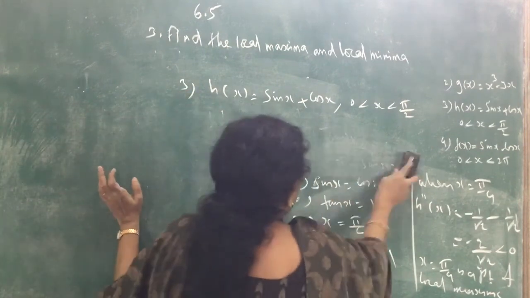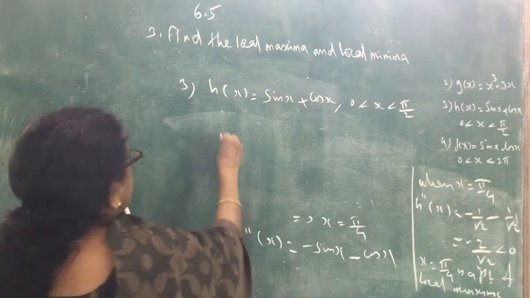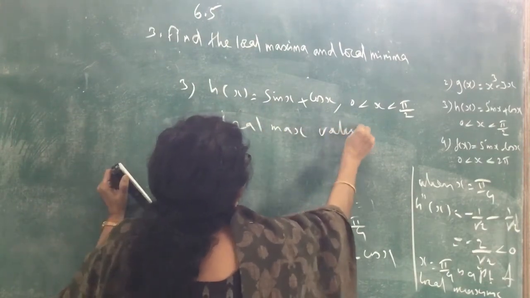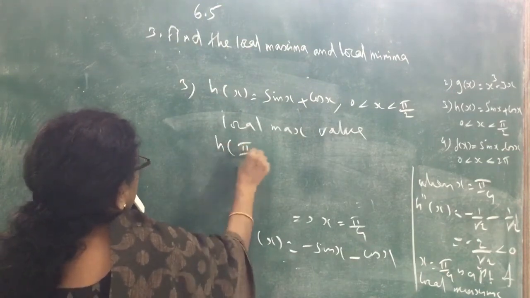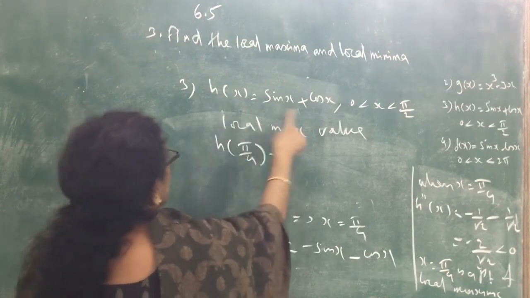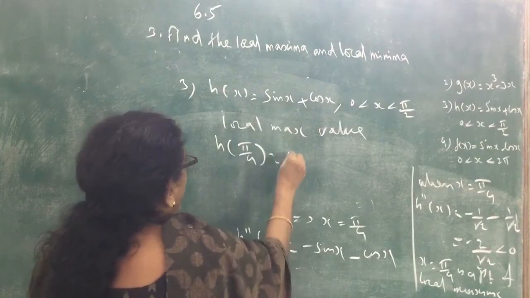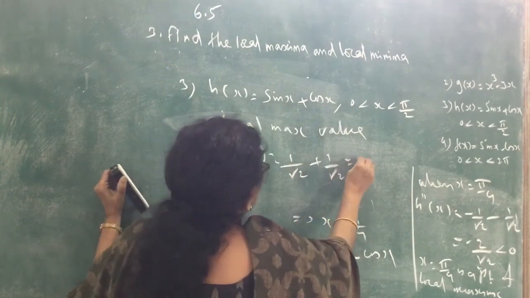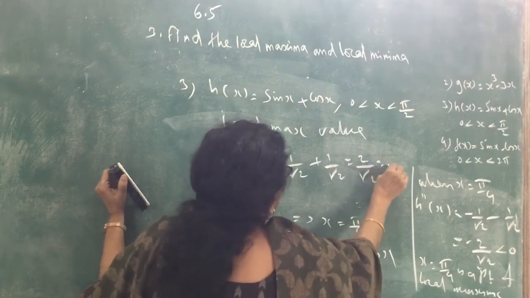Now we have to find the corresponding local maximum value by substituting in h of x. So the local maximum value is h of pi by 4. We substitute pi by 4 in h of x: sin pi by 4, 1 by root 2, plus cos pi by 4, 1 by root 2, that is 2 by root 2, which equals root 2.